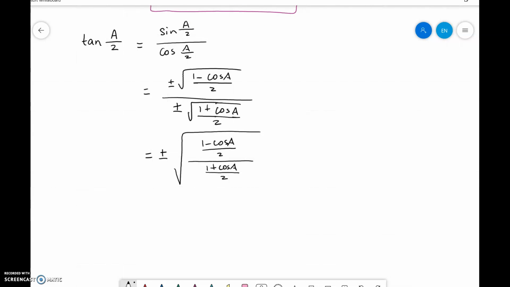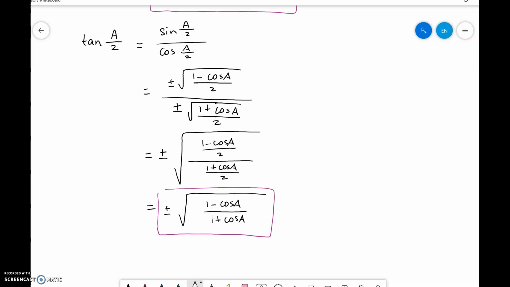To save some space and time, I'm assuming you know that dividing two fractions means multiplying by the reciprocal. The 2 will cancel out. We end up with 1 minus cosine of A over 1 plus cosine of A. So this is one of the formulas.